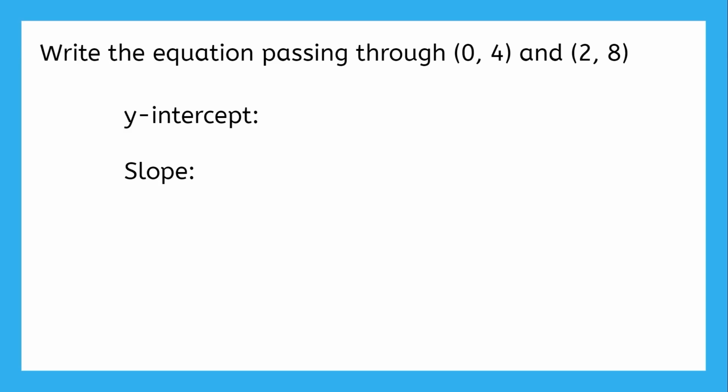We see the y-intercept there at (0, 4). But what about the slope? We haven't been given the slope, but there's a workaround. We can use those 2 points to find it using the slope formula.